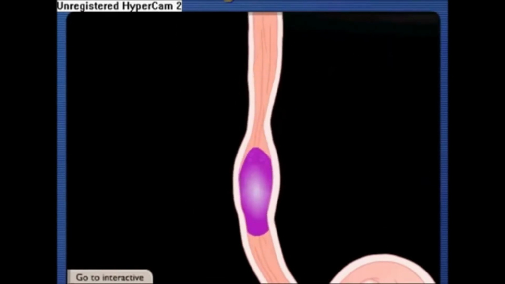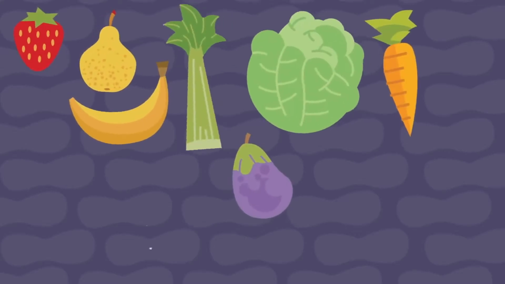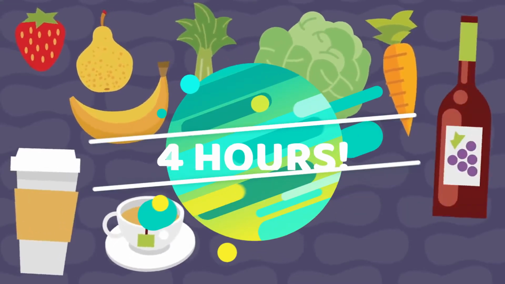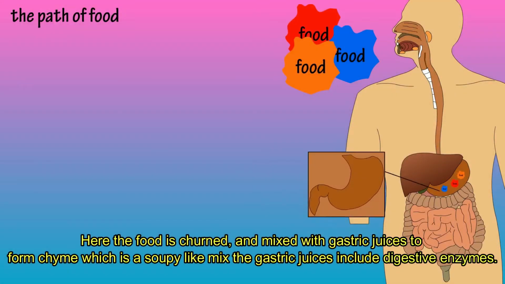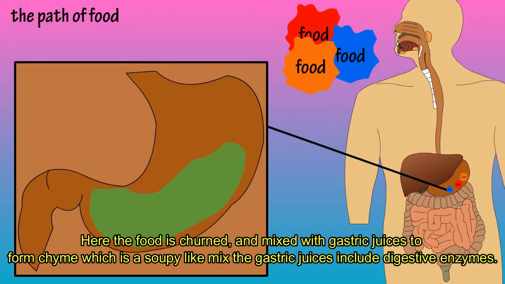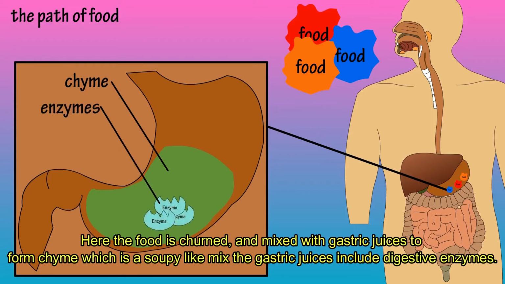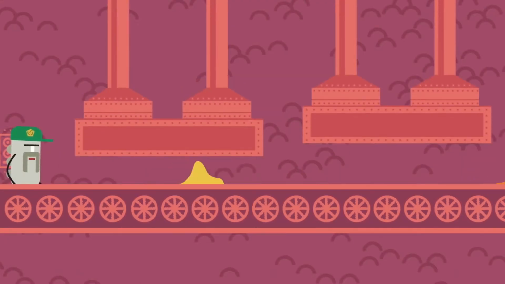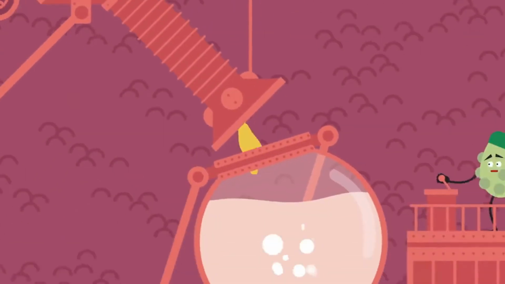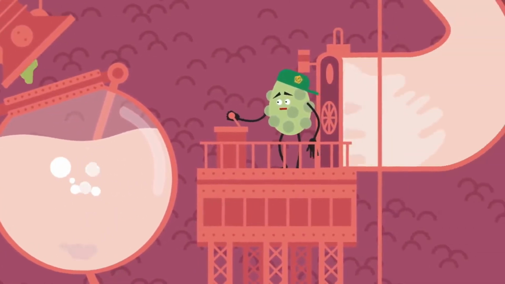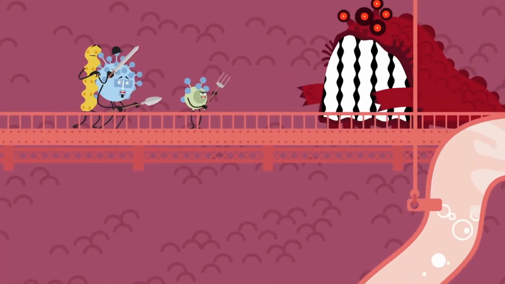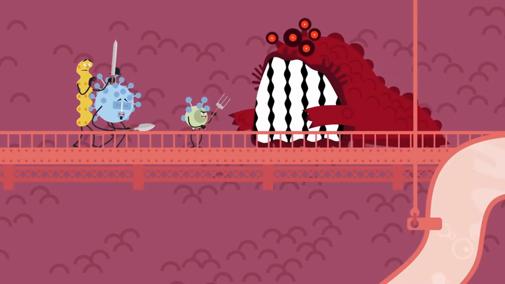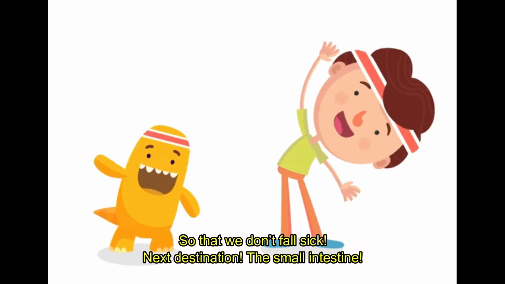When the food particles have traveled through the food pipe, the next destination is the stomach, where those particles hang out for approximately 4 hours. Here, food is churned and mixed with the gastric juices to form chyme, which is the soupy-like mix of gastric juices including the digestive enzymes. An enzyme called pepsin present in the stomach helps break down protein. Oh, and a lot of bacteria are killed by our superhero, the stomach, so that we don't fall sick.